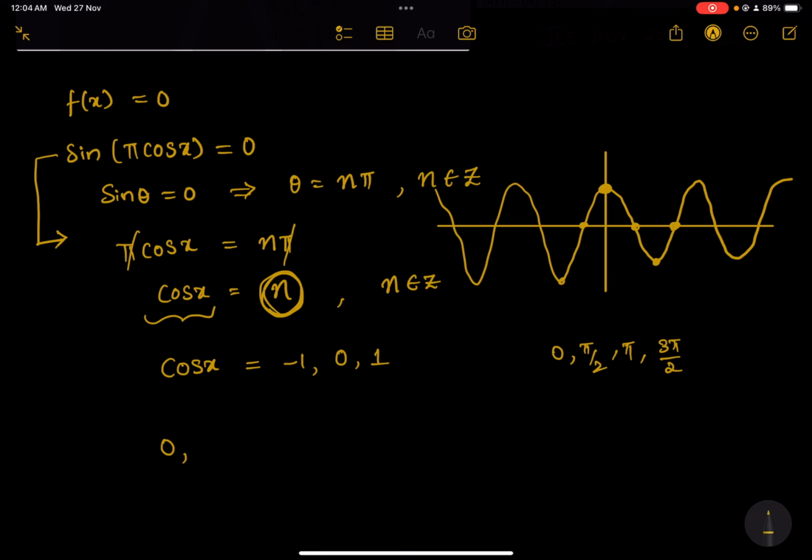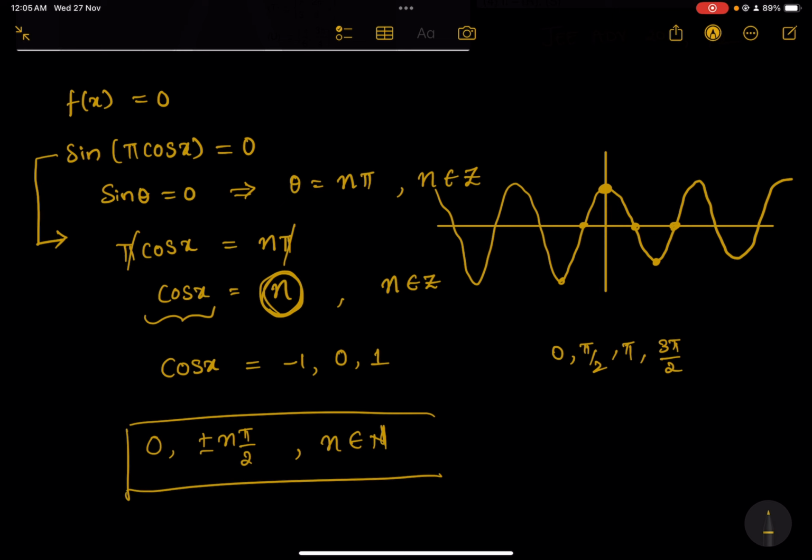So the solution is 0 plus or minus n pi by 2, where n is a natural number. When you put n equal to 1, you get plus pi by 2 and minus pi by 2. When you put n equal to 2, you get plus pi and minus pi. So this is the solution of this equation. Now let us go to the questions.